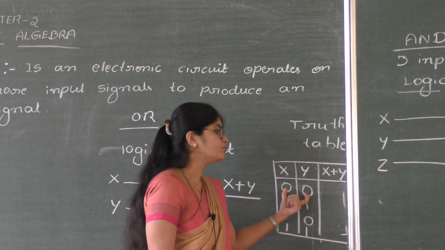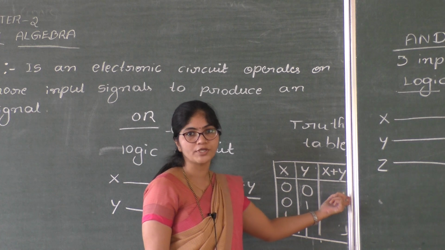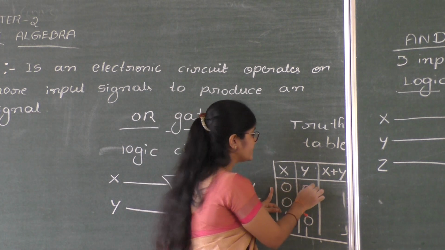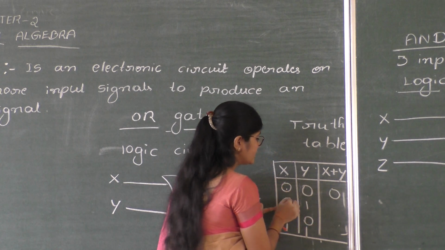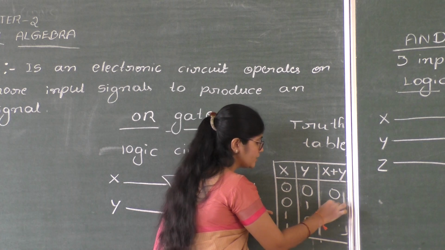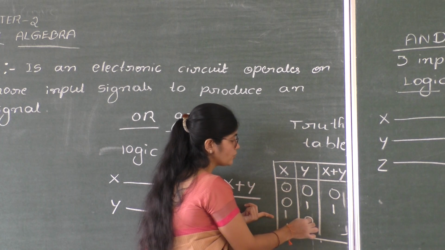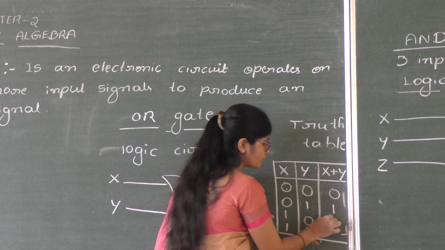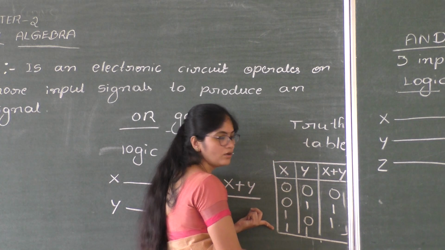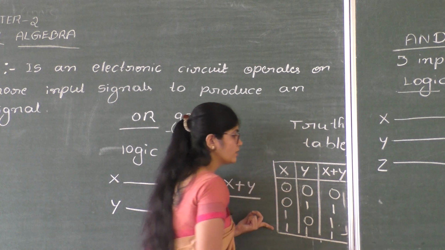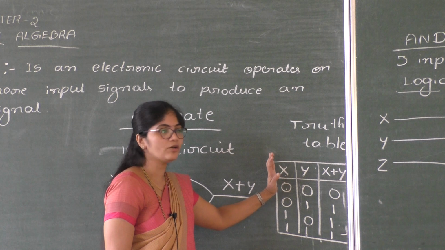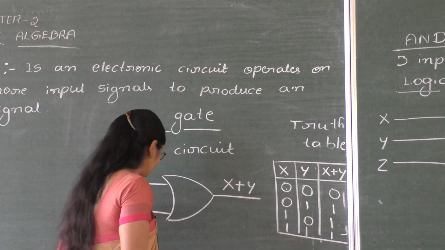If both the input signals are 0, then the output is 0. See, in the first row 0 0, both the input signals are 0, output 0. Next 0 1, the second input signal is 1, so the output is 1. Next 1 0, the first input signal is 1, so the output is 1. And in the last row both the input signals are 1, so the output is 1. So this is the truth table for 2 input signals or 2 input variables.